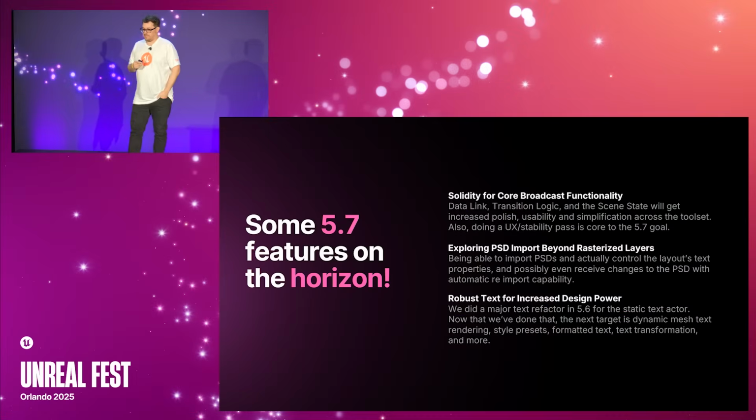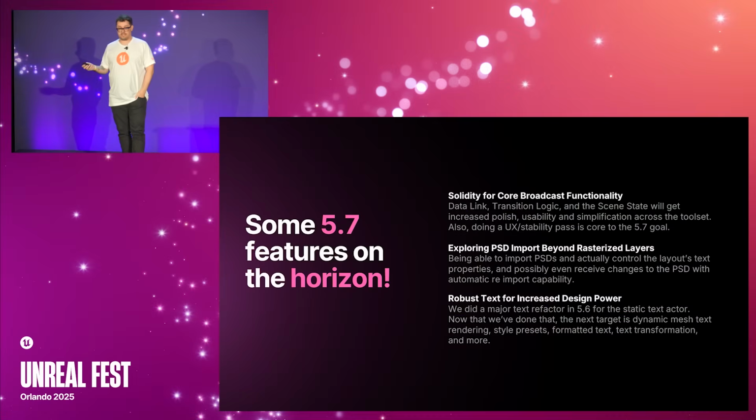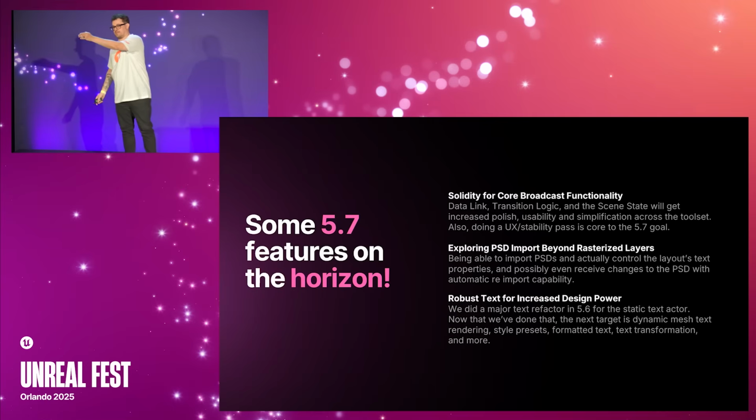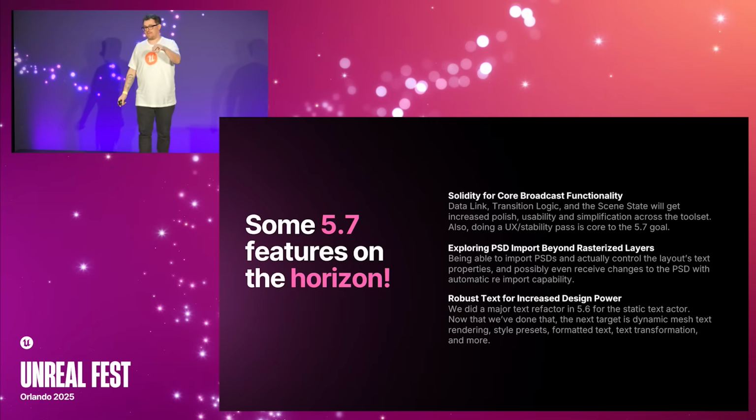And so what we did is we took some cycles and did that. And now that we've done that, I actually wrote that on the thing. The next target is using dynamic mesh text to draw all this stuff, not instead, but as a rendering option. And then we also want to do style presets, formatted text, and text transformation. Formatted text meaning, let's say you want to have stylized text where it says, this presentation is absolutely fantastic, but I want absolutely to have a different font. I want it to be a different color that's fixed, and you can set all that stuff up. We're going to try and get that in under the dynamic mesh text option.